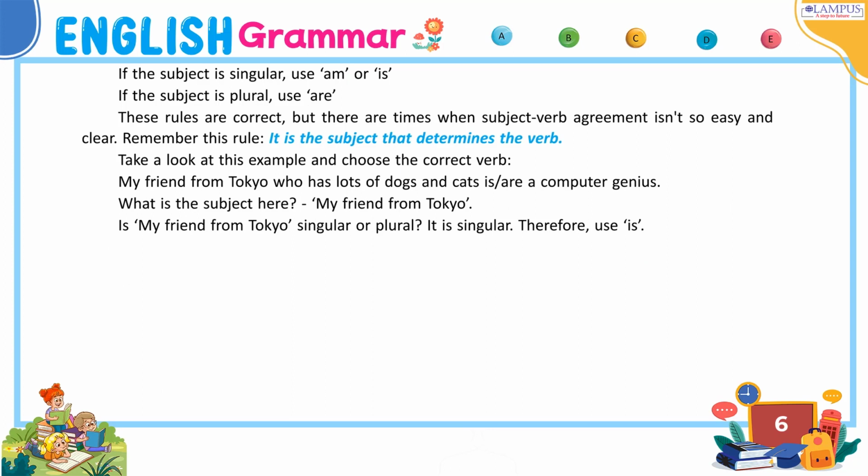If the subject is singular, use am or is. If the subject is plural, use are. These rules are correct, but there are times when subject-verb agreement isn't so easy and clear. Remember this rule. It is the subject that determines the verb. Take a look at this example and choose the correct verb.